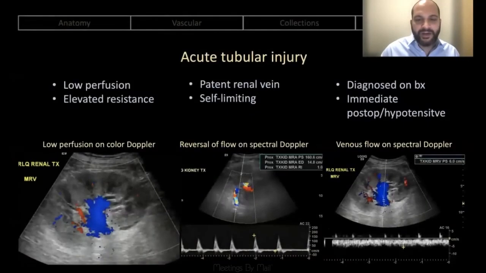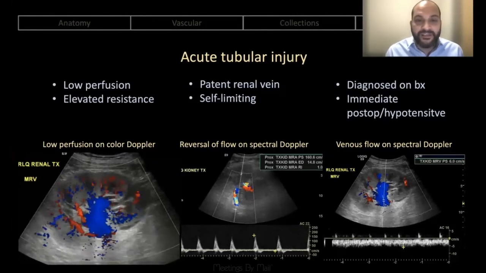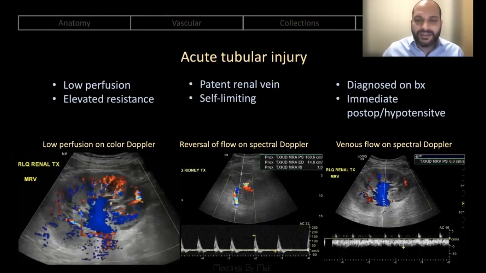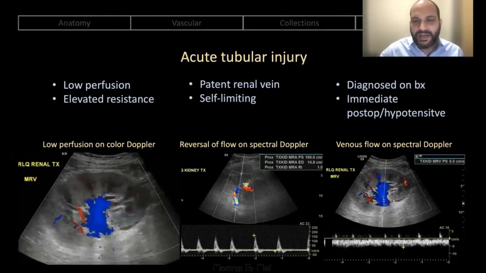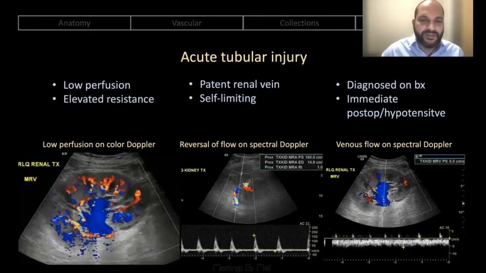So how does that look by ultrasound on Doppler? Acute tubular injury, just like we talked about before, is going to be this low perfusion state. You're going to have elevated resistive indices. But importantly, you want to see the renal vein. And if you see a patent renal vein, it's most likely going to be caused by acute tubular injury. These things are self-limited, they're diagnosed on biopsy, and they usually happen in the immediate postoperative setting, or if a patient has witnessed a hypotensive episode.